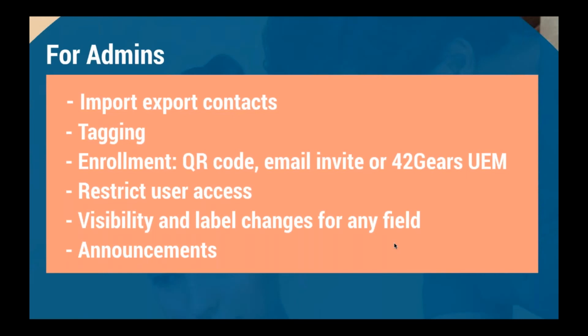Now moving on to user enrollment, AstroContacts provides three options to enroll users. So the first one is you can enroll users on the AstroContacts mobile app via console QR code. Auto enroll users on AstroContacts mobile app via 42-guest UVN, and enroll users on AstroContacts mobile app via portal email invitation.